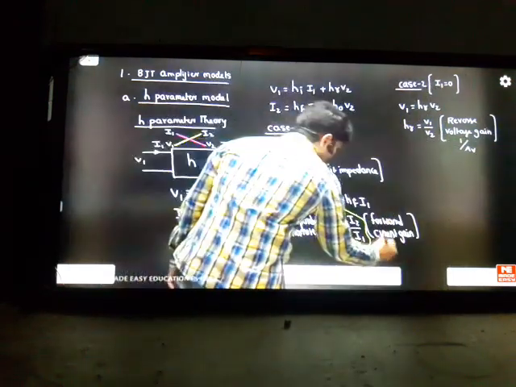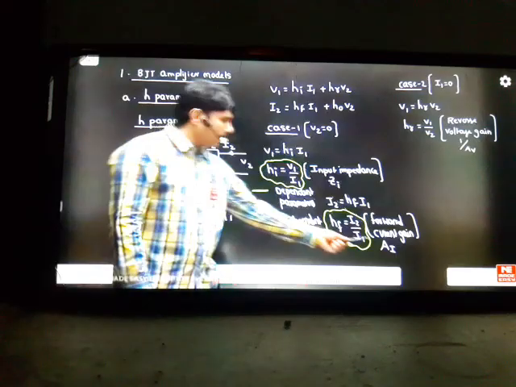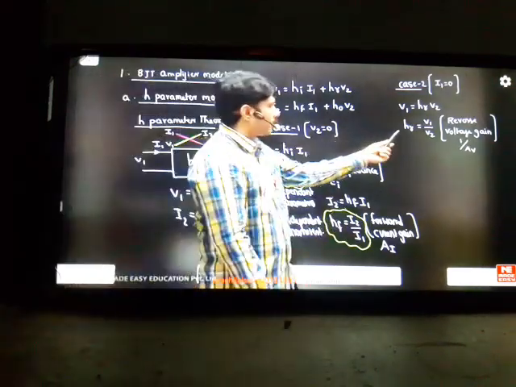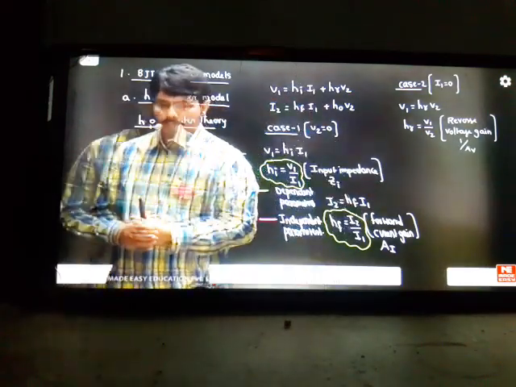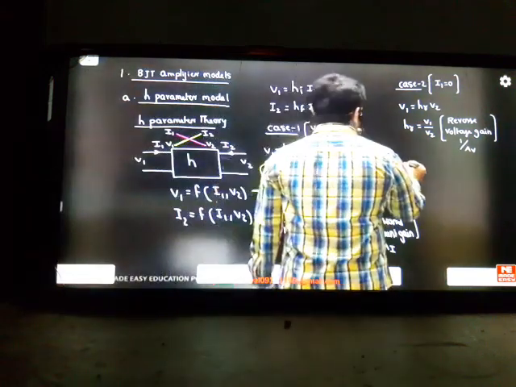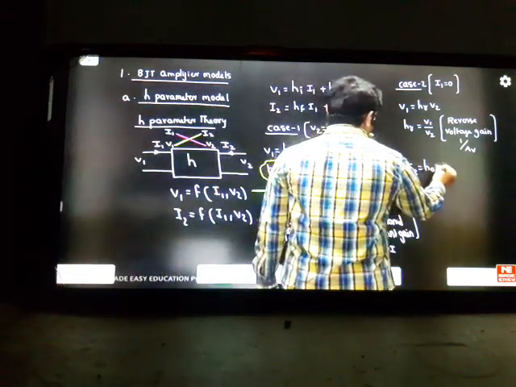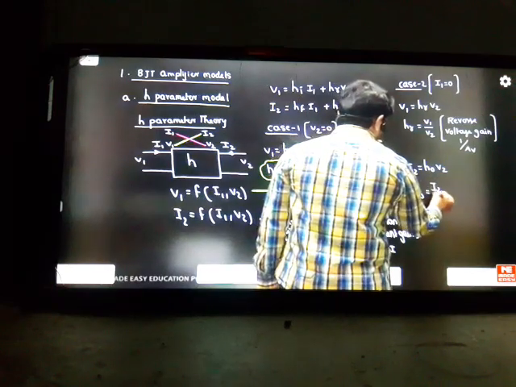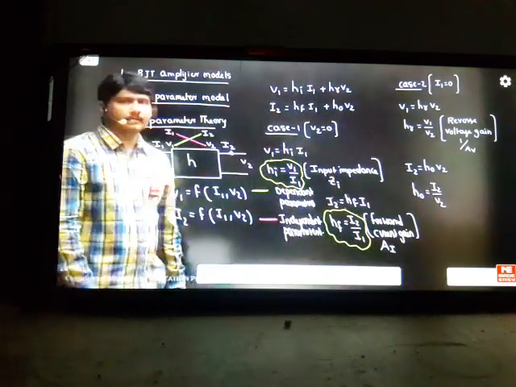Your current gain you can write as AI. You just add these two points. Current gain is indicated as AI, but HR you can write as 1 by AV. AV is called the voltage gain of the transistor, and when you reverse it, it becomes 1 by AV, which is HR, reverse voltage gain. And the last one we have is I2 is equal to H0 into V2, where H0 is I2 by V2. So we got this as the final expression, H0.